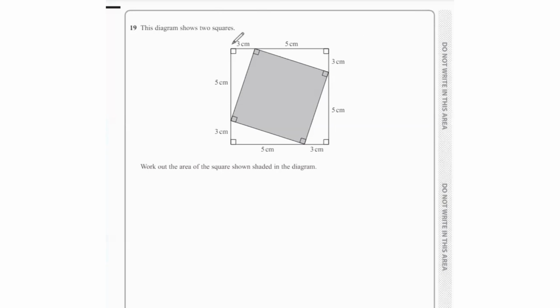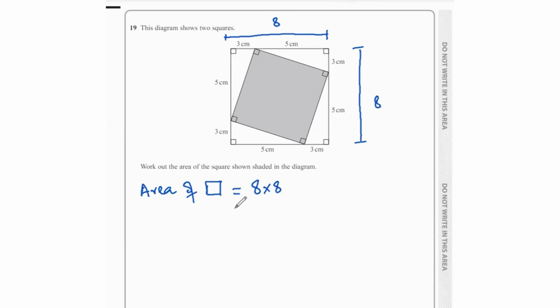We'll first find the area of the outside square. So that's going to be the area of the square, which is the unshaded one. This total length is 8, and this total length is also 8. So that's going to be 8 times 8, and that's 64 centimeters square.